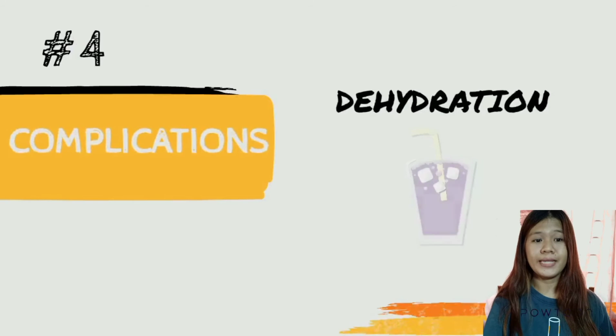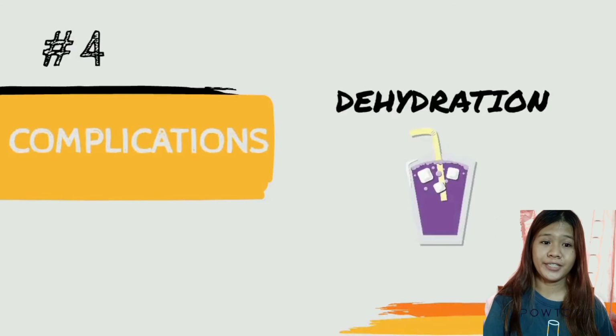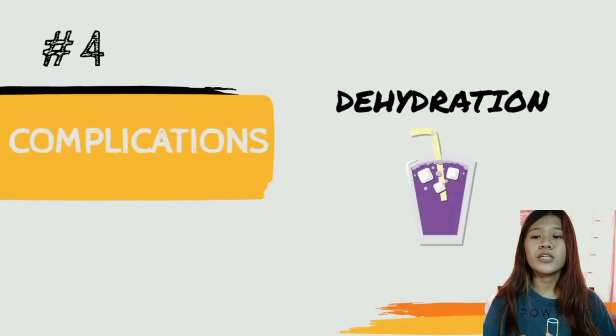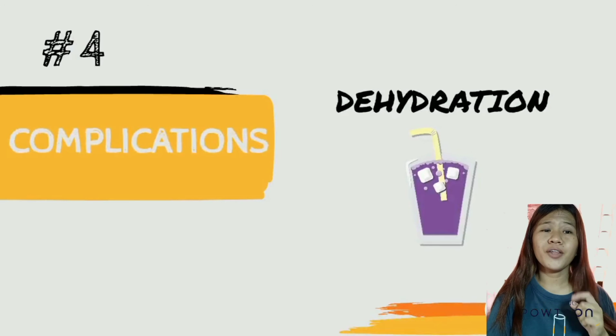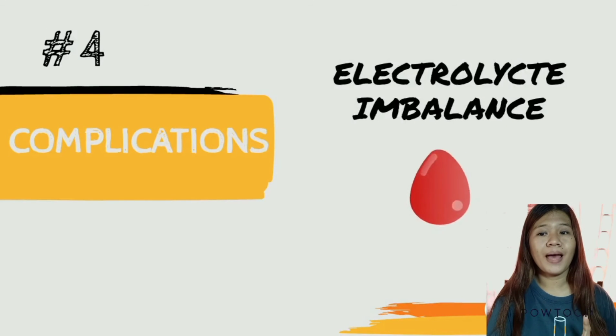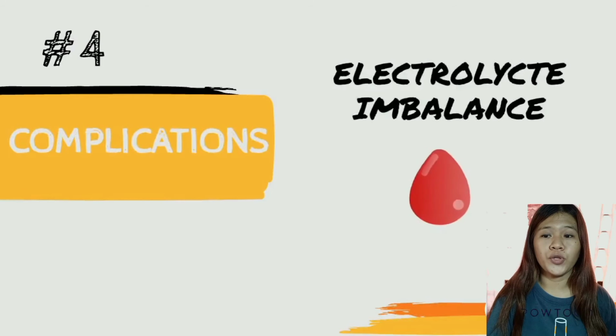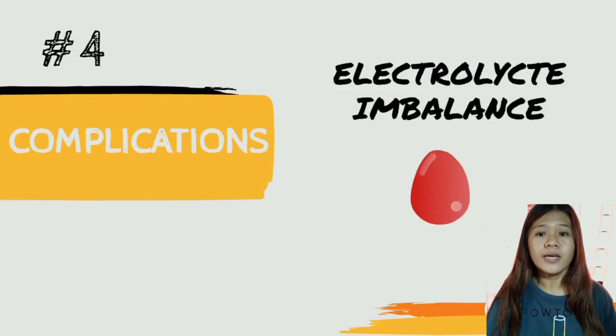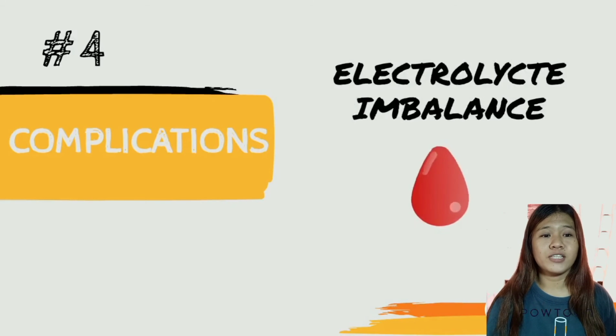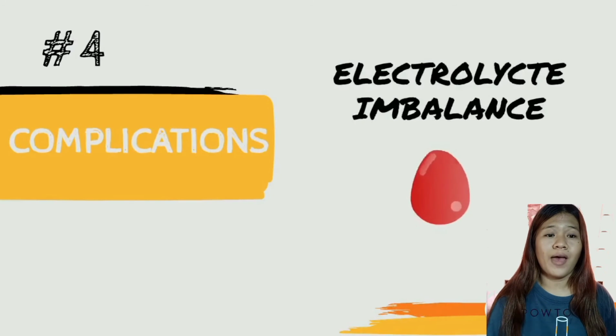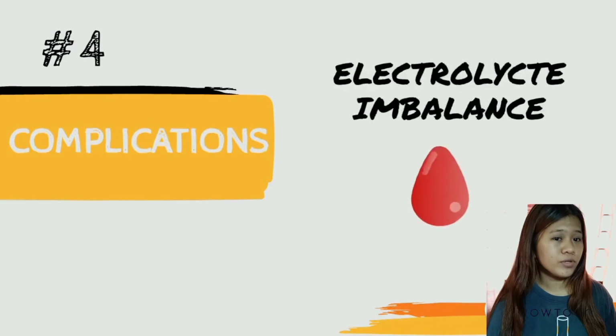Complications. Diabetes insipidus may lead to dehydration. Dehydration can cause dry mouth, changes in skin density, thirst, and fatigue. Another one is electrolyte imbalance. Diabetes insipidus can cause an imbalance in the minerals in your blood, such as sodium and potassium, that maintain the fluid balance in your body. Symptoms of an electrolyte imbalance may include weakness, nausea, vomiting, loss of appetite, muscle cramps, and confusion.